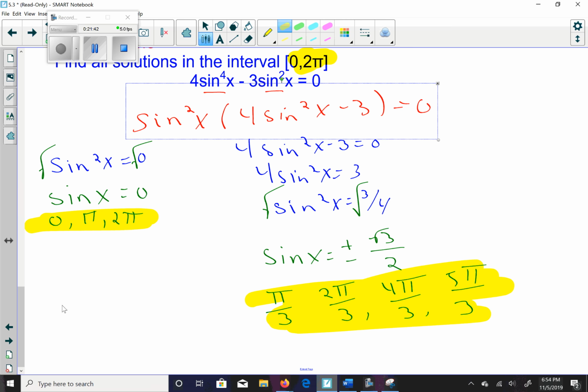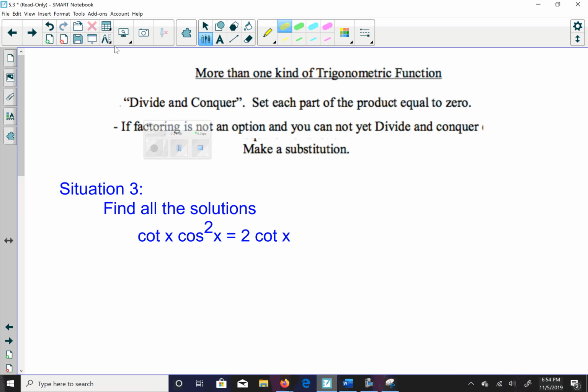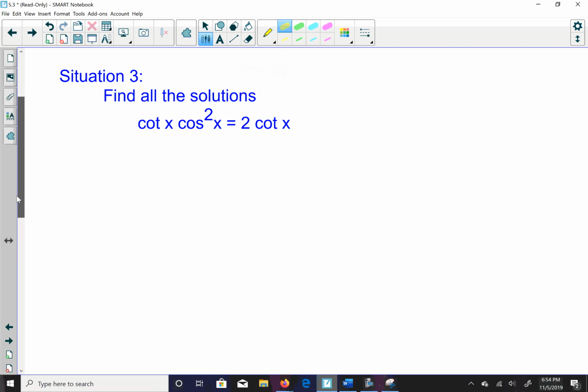Okay, and the last type is when we're going to have more than one trig equation at the same time. So when I look at this, this is the first one that I showed you: cotangent of x, cosine squared of x is equal to 2 cotangent of x. At first that looks really complicated and really hard, but what I'm going to do is put everything on one side of the equation, see if I can factor anything out, and then see if I can replace things and write it in one trig function.